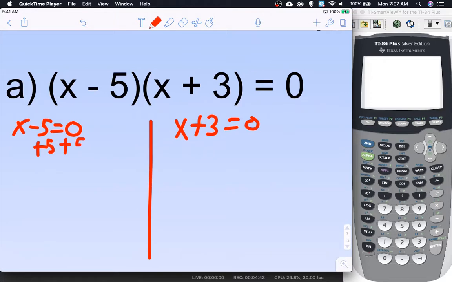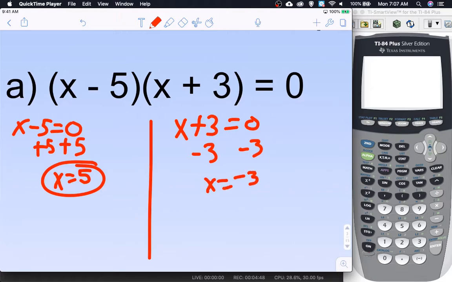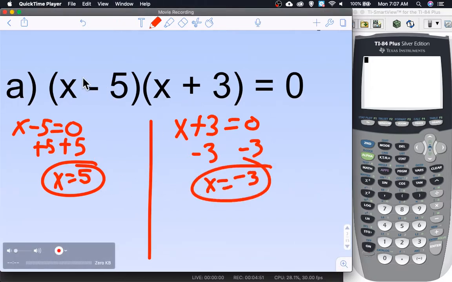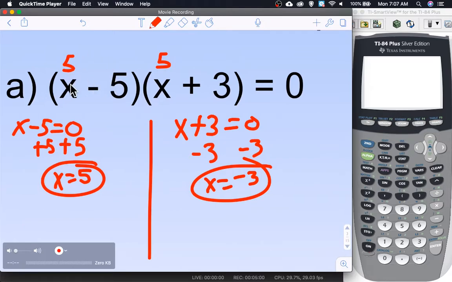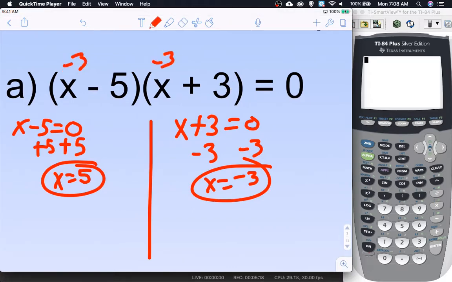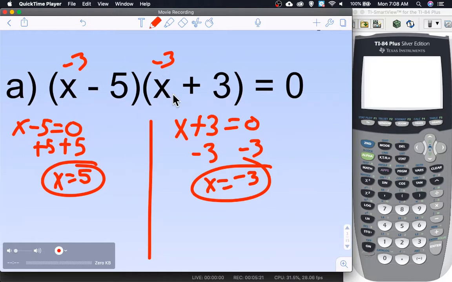Add 5 on both sides, and x equals 5. Minus 3 on both sides, and x equals -3. These are the 2 values that make this true. If I plug in a +5 for x, 5 minus 5 is 0. 0 times, I don't care what this is, it'd be 8, but 0 times 8 is 0. So 5 is a value that makes this whole side equal 0. Just like -3, because -3 plus 3 is 0. If this whole piece is 0, 0 times -8 is still 0.